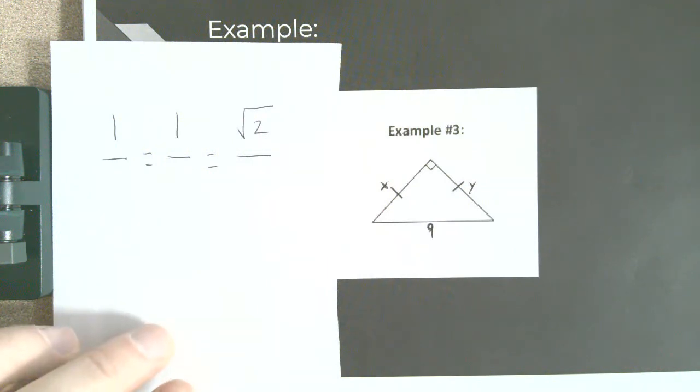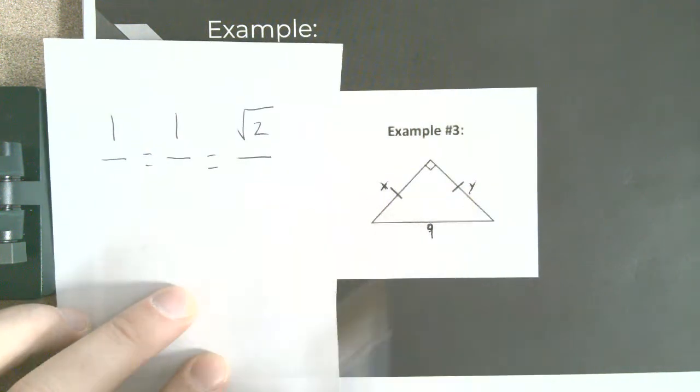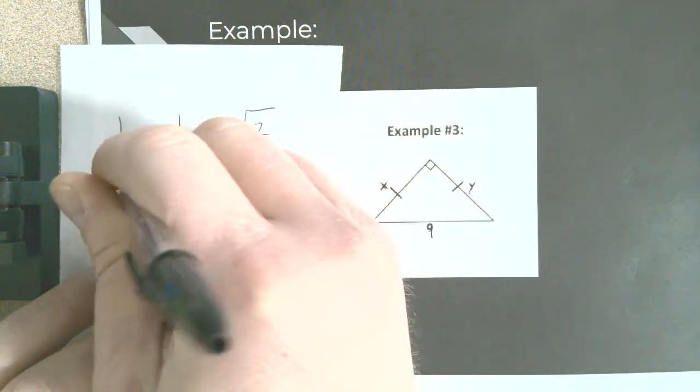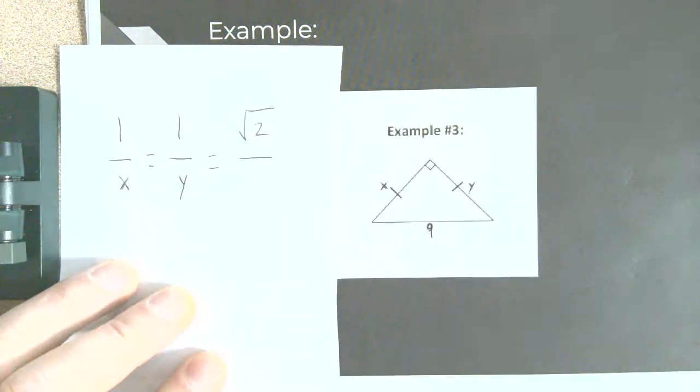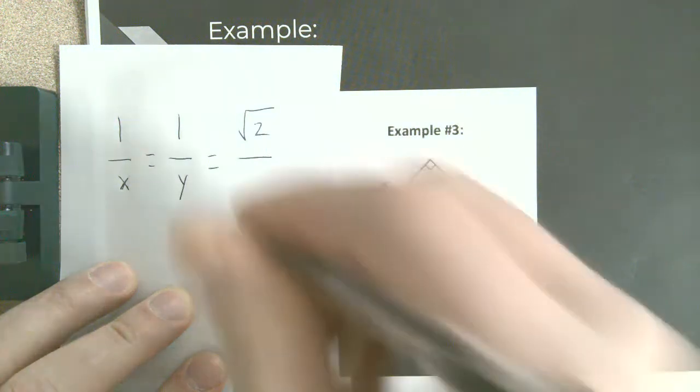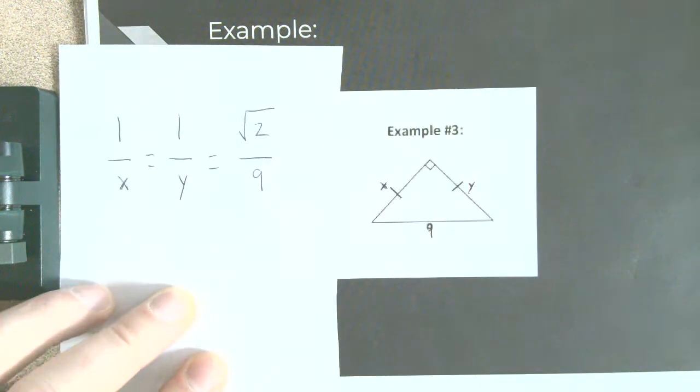Okay, I'm going to go ahead and go through this one. My legs on this one would be x and y. That's going to go underneath my 1's. My hypotenuse is 9. That's going to go under the radical 2.